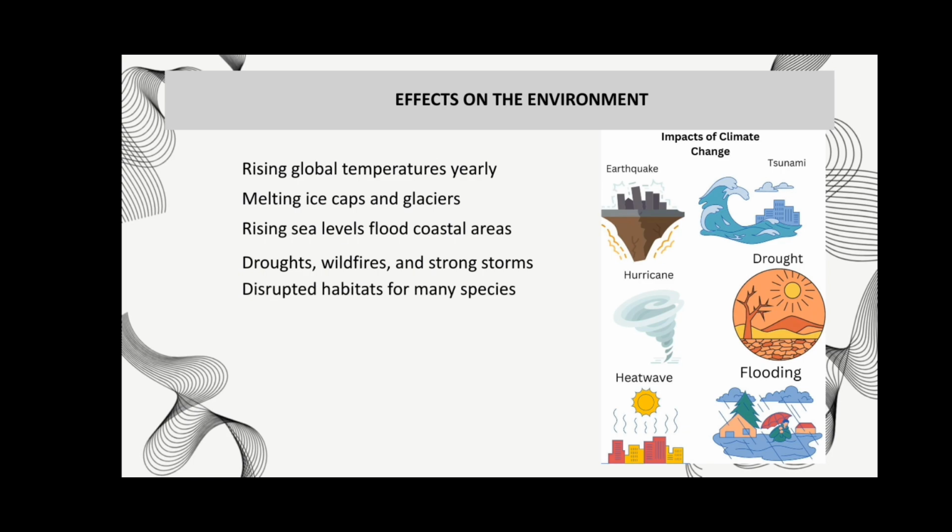Climate change causes the Earth to heat up more every year. Because of that, ice caps and glaciers melt faster, leading to rising sea levels. This flooding affects cities and communities near coastal areas. Meanwhile, some regions experience extreme droughts and wildfires, while others face stronger storms and typhoons.